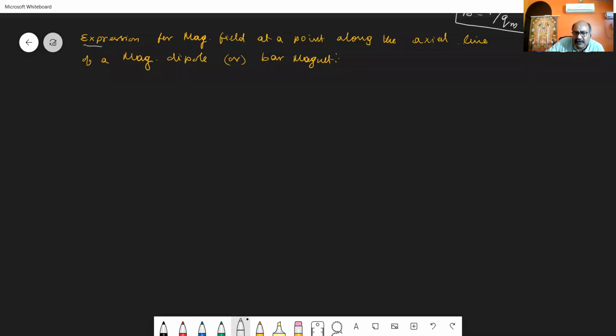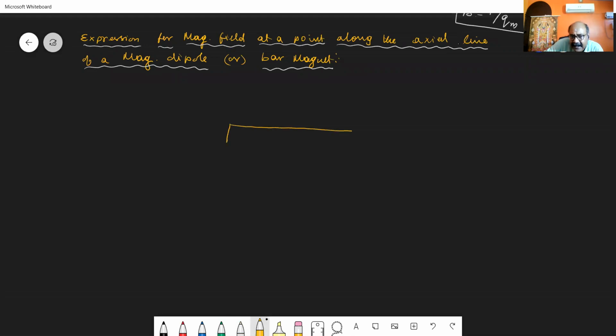We are going to study about the expression for the magnetic field at a point along the axial line of a magnetic dipole or a bar magnet. So in order to explain this, I am considering a bar magnet. Okay, I am considering a bar magnet. See, when I am taking the bar magnet, let one end have the south pole and the other end have the north pole.